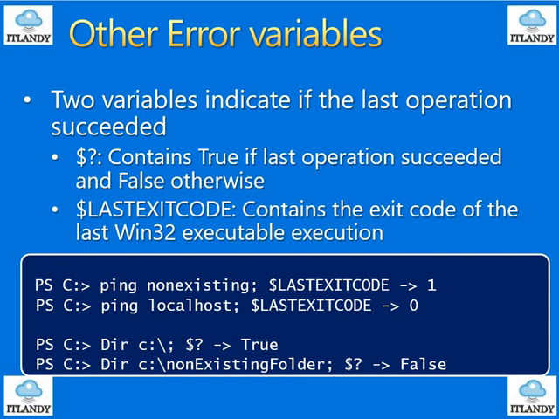Colon, last execute code, more than 1 or less than 0. These are very basic examples, and you can see the output.